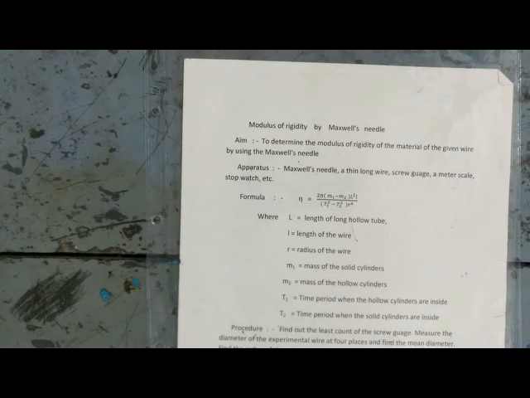In this experiment, firstly find the least count of the screw gauge for calculating the radius of the wire. Then take readings at 3 or 4 different places on the experimental wire and calculate the mean diameter, and after that the radius of the wire. Then fix the wire into the screw nut.